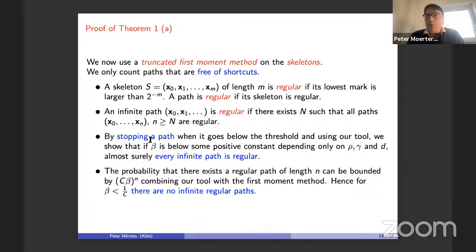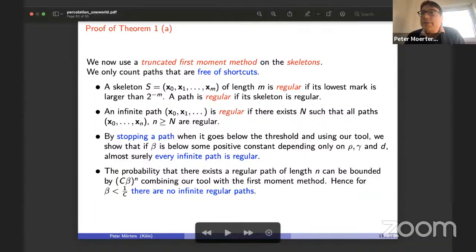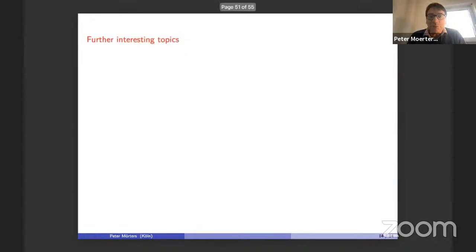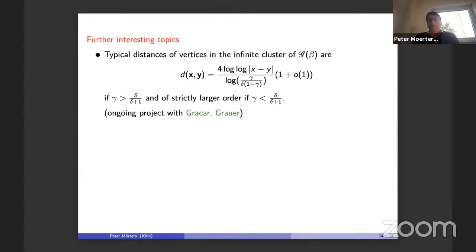Okay, so this is the idea of the proof, and if I have time, let's see, 2 minutes, I have one last slide telling you what else we're doing in the group, further interesting topics. So what else are we working on? There's one thing that's very close to completion, will appear on the archive in 3 weeks' time. There we look at typical distances of vertices in the infinite cluster in these weight-dependent random connection models.